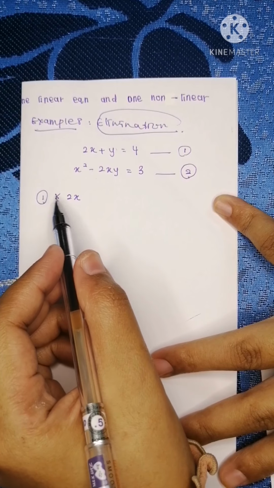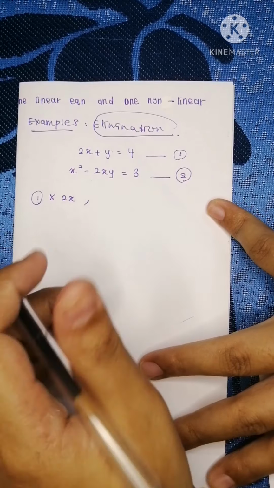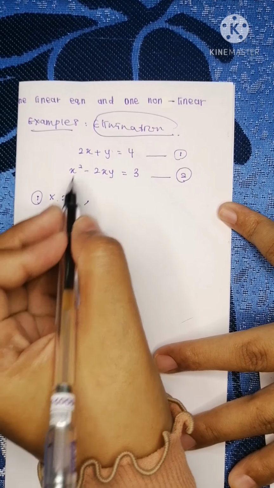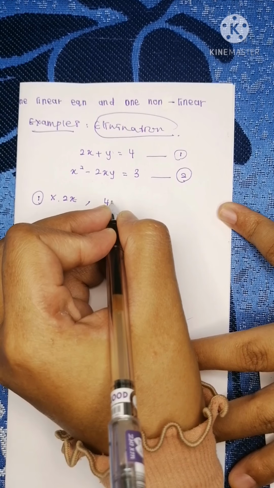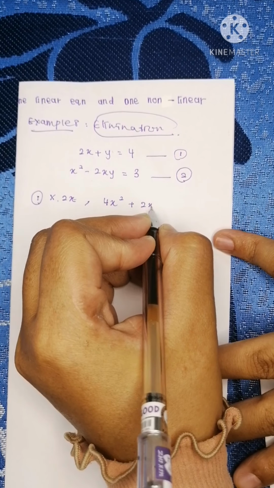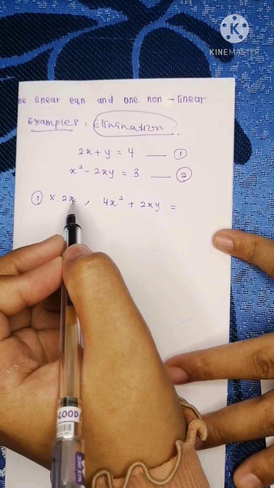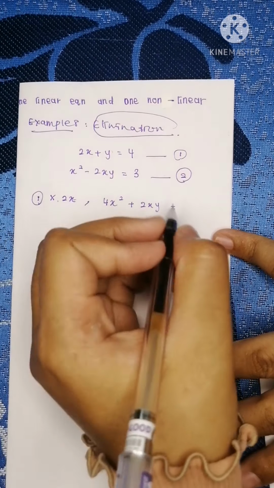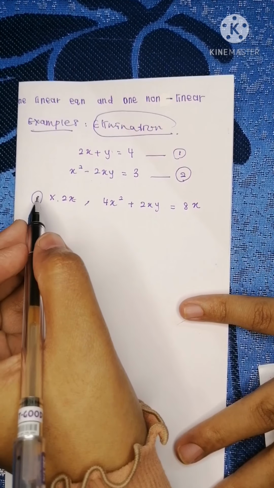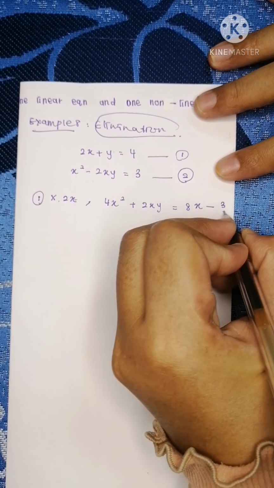Okay, now equation 1 times 2x. So 2x times 2x gives 4x squared, and then 2x times y gives 2xy, and then equal to 2x times 4, which is 8x. Okay, now done for this one. So this we can label as equation 3.